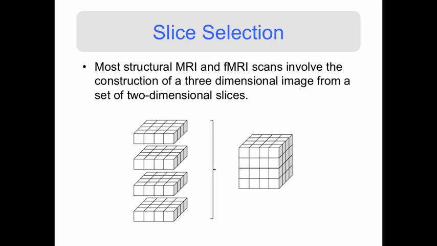Before we go on to how we construct images, it's important to note that most structural MRI and functional MRI scans involve the construction of three-dimensional images based on the use of a series of two-dimensional slices. So we collect slice after slice after slice, and then we combine them to create the three-dimensional volume.